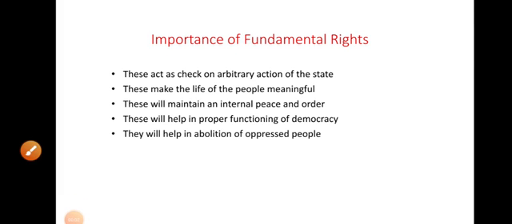Hello students. In the previous class, we have discussed the characteristics of fundamental rights. Now, we'll move to the next point, that is the importance of fundamental rights. Why these fundamental rights are required and what their importance is, we will discuss one by one. So the first one, I'll go to this.